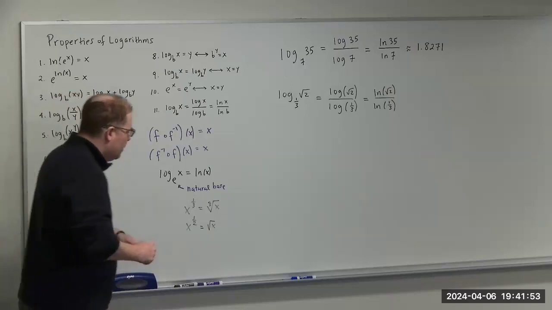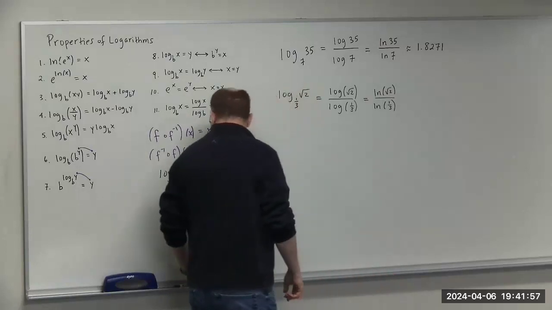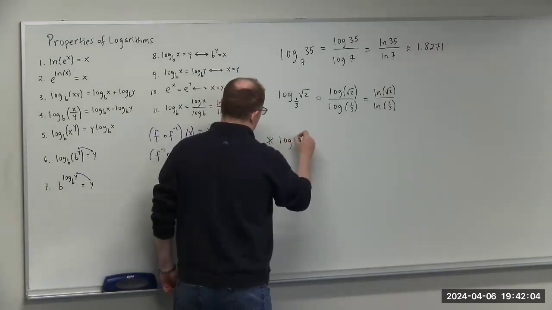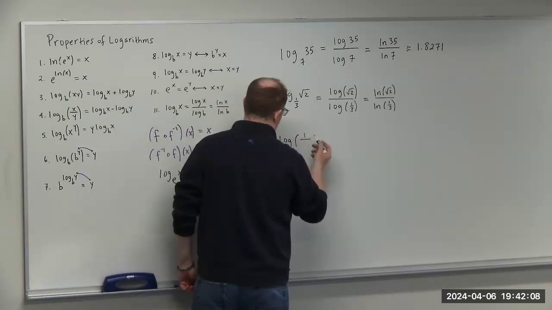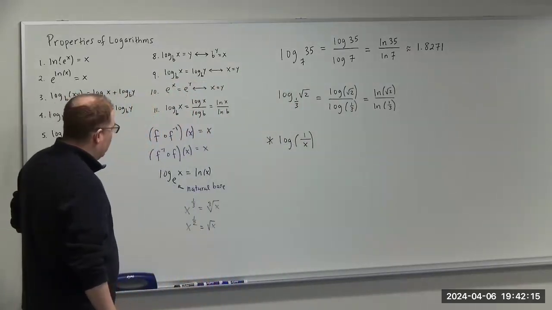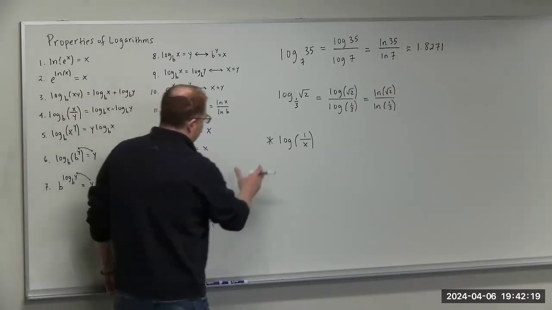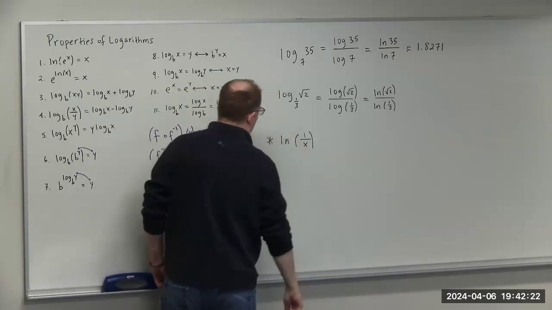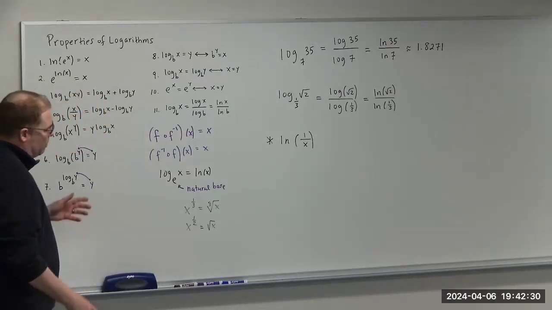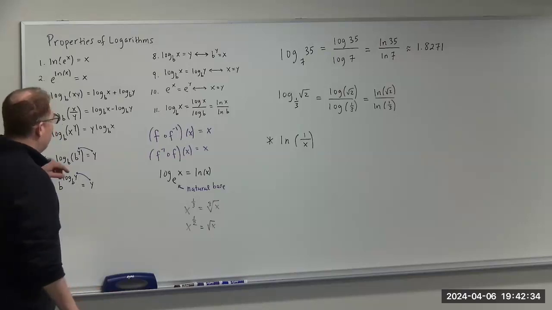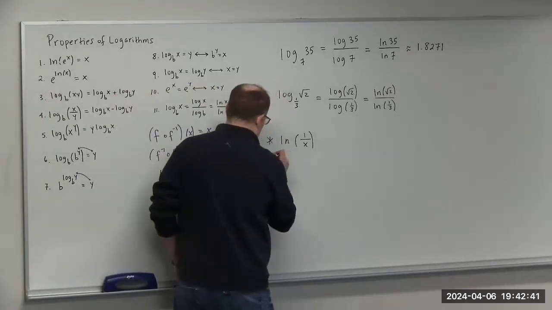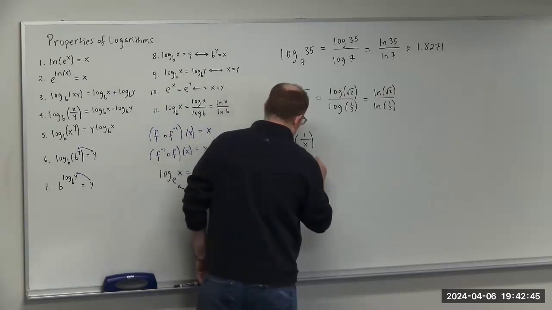Okay, and by the way, there's something connected to this. There's another interesting property. If you have log of 1 over x, or let's say natural log, since that's what we have here. So we have natural log of 1 over x, and this also works for log, but in any case. We can simplify that using this formula. So we can expand this out. This is equal to natural log of 1 minus natural log of x.